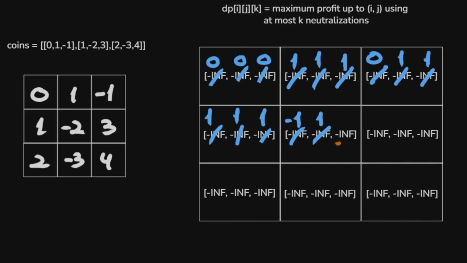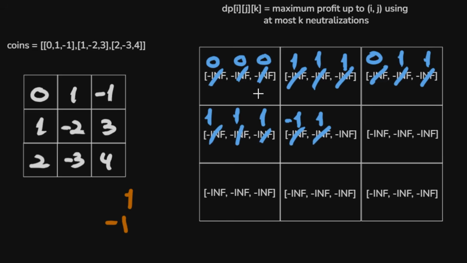Now, what if we use at most 2 neutralizations? If we actually use the current new neutralization, we need to take the previous number regarding this path. We take the previous index 1 plus 0, which is 1. And if we don't use this new neutralization, we can go to this cell at the same index and we do 1 plus -2, which is -1.